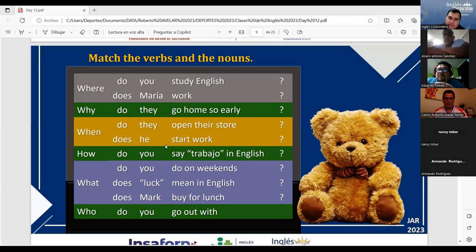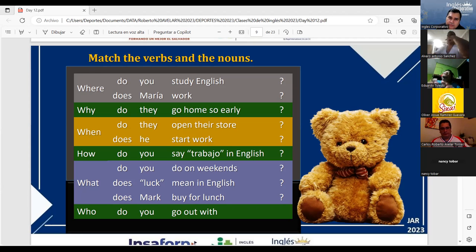Where do you study English? Where does Maria work? Why do they go home so early? When do they open the store? When does he start work? How do you say trabajo in English? What do you do on weekends? What does look mean in English? What does Mark buy for lunch? Who do you go out with? Okay, excellent. Thank you, Oliver.